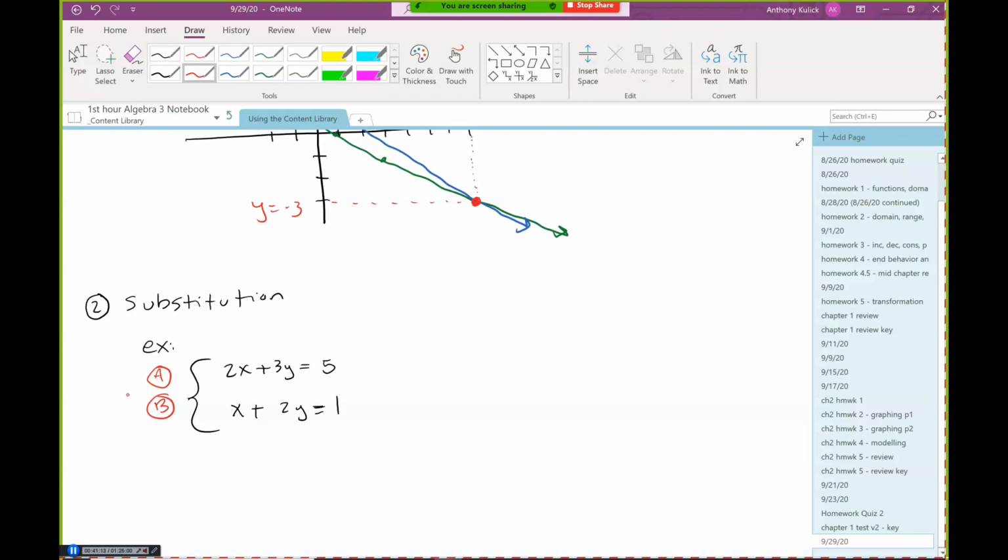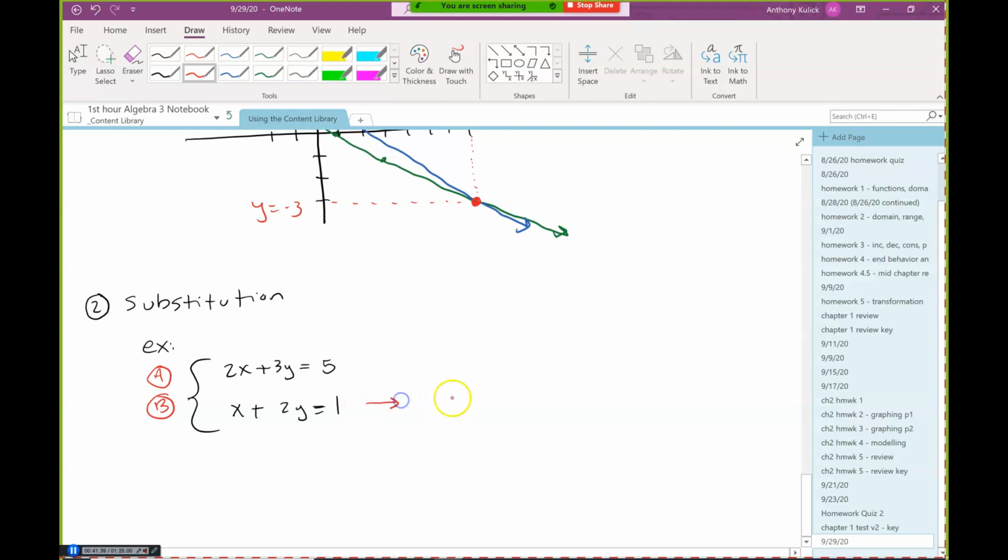Basically, my hope here is I'm going to try to pick the equation and the variable so that I can avoid having fractions. Is it a problem if I get fractions? No. But if I don't have to deal with them, it makes my life just a little bit easier. So why not just do that? Is everybody okay with that idea?